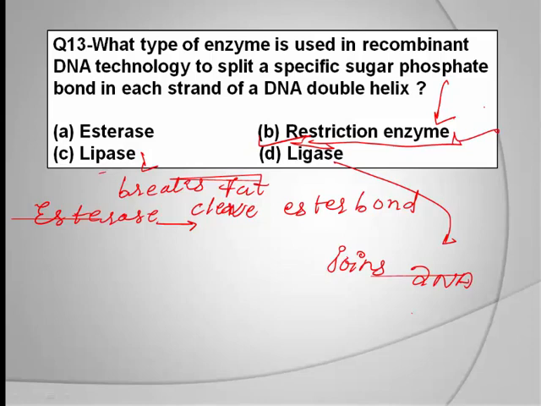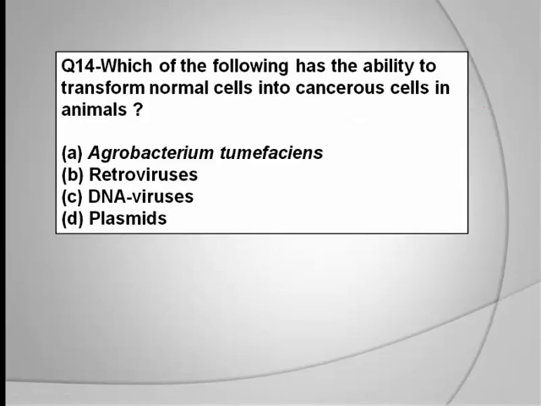REN can break the sugar phosphate bond. So this is the answer for the question. So restriction endonuclease can break the sugar phosphate bond. That is why it is used to cut the DNA molecule. Then next question.